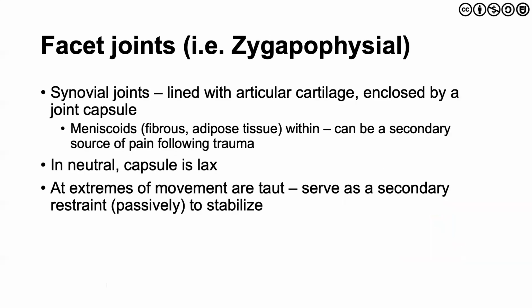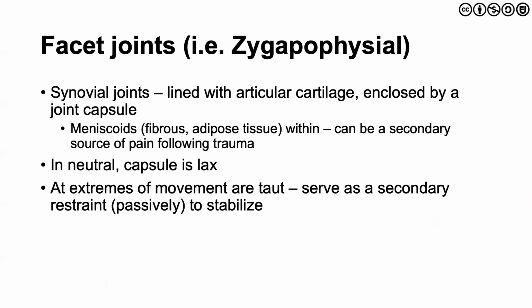Now, just a moment ago, I mentioned the facet joints. Sometimes these are also referred to as zygapophyseal joints, and or the articular pillar. They are synovial joints. There is an articular cartilage lining, and there's a capsule then that encloses that. Found within the capsule are small meniscoids made up of fibrous adipose tissue, and these can also be a secondary source of pain following trauma.